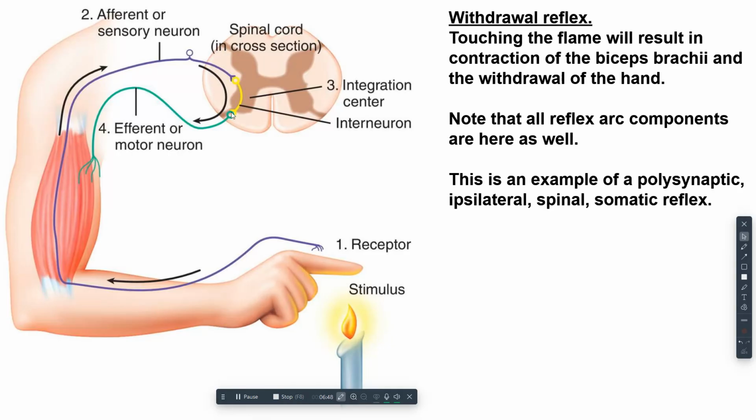And then we got 1, 2 synapses, and then out to the biceps brachii muscle here for our withdrawal response. So this is a spinal reflex. This is a polysynaptic reflex, ipsilateral, as well as being somatic because this is a skeletal muscle.